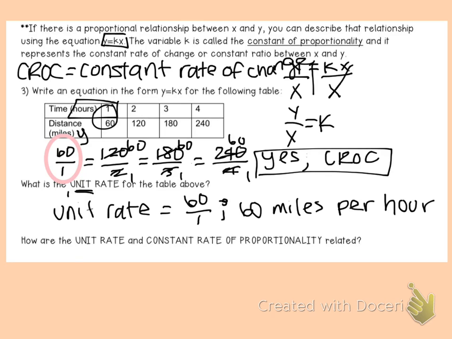And then last one, how are the unit rate and constant rate of proportionality related? I'm going to leave this one for you to analyze. Unit rate is right here, 60 over 1. Constant rate of proportionality, we took all the ratios and simplified them, and they all simplified to 60 over 1. So I want you to write down how the unit rate and constant rate of proportionality are related. And then write down if you have any questions.